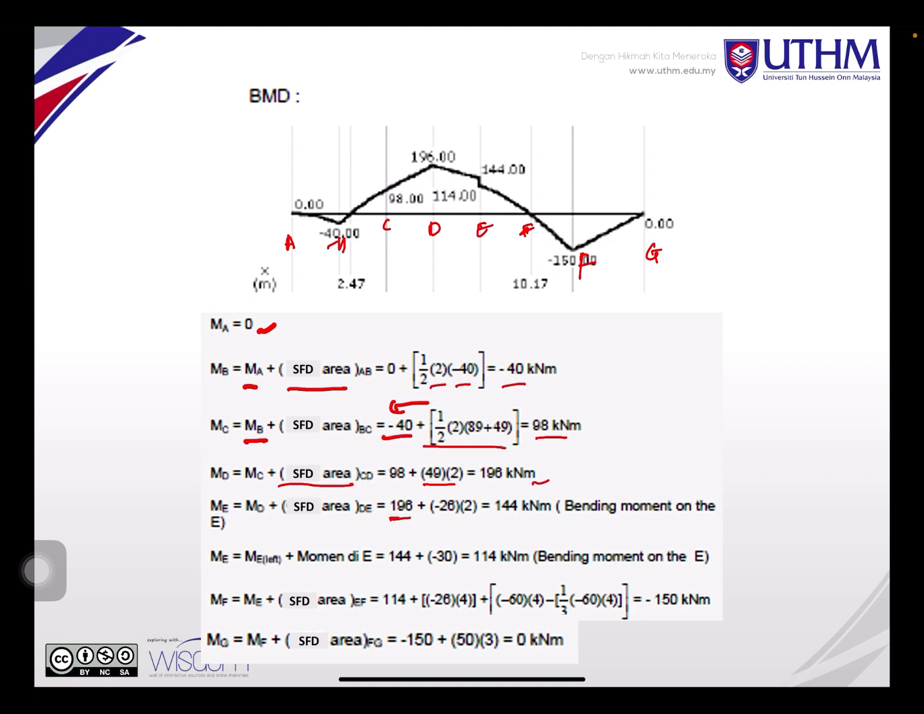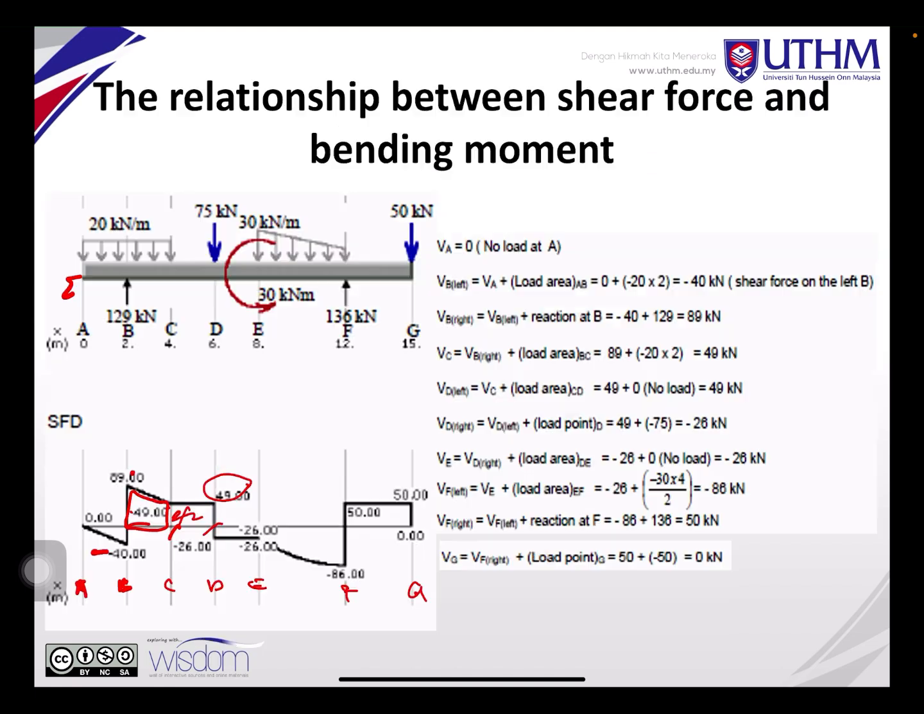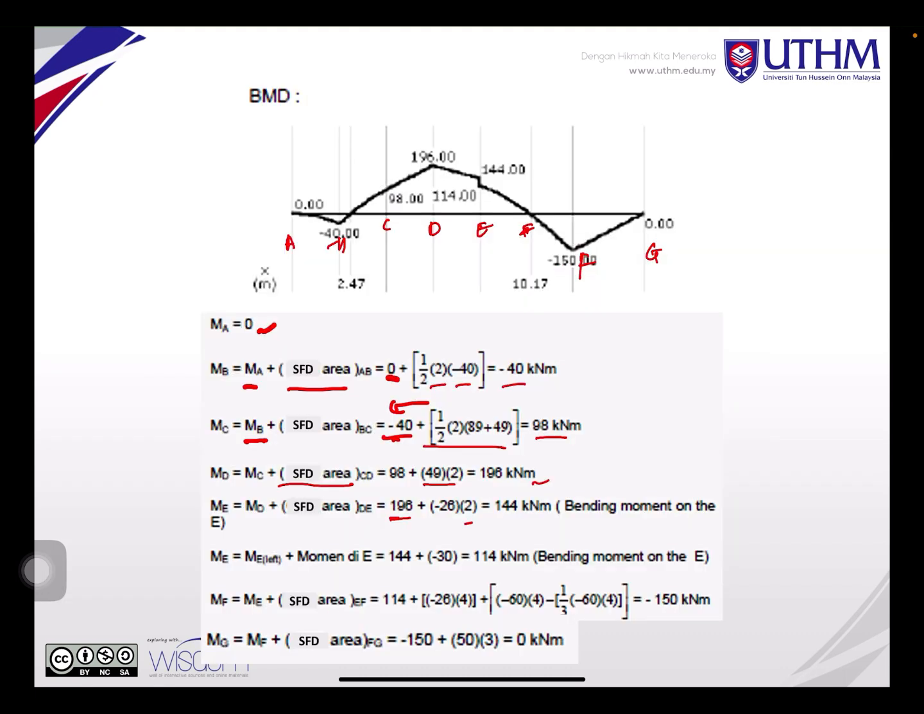Okay, you must carry all from the previous value. You can see this is all carried from 196 minus 26 times 2. This is at the negative part, so it must be negative. You minus 26 times 2, so you get 144.